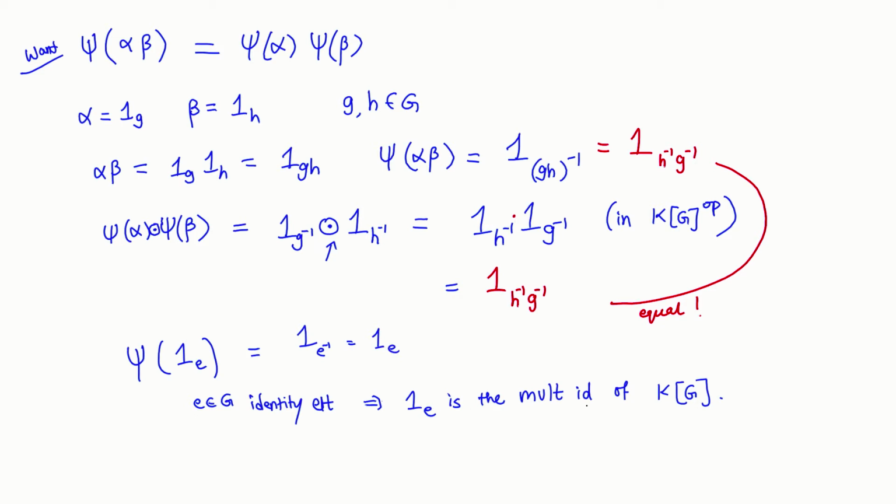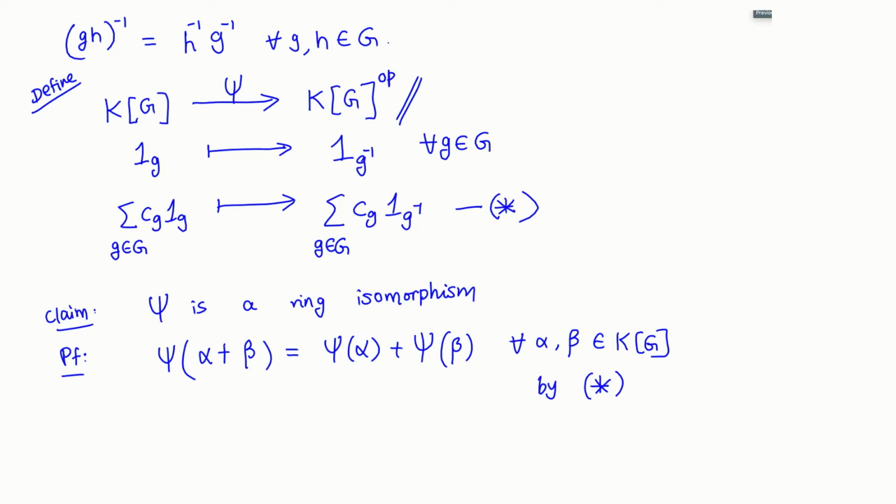Notice that 1_E is a multiplicative identity of kG as well as of kG op, because the identity is always a two-sided identity. Whether you multiply it on the left or the right, it doesn't matter, it serves the role of an identity. So I hope that's clear. What we have established is that this ring kG, if G is a finite group, the group ring, is actually isomorphic to its opposite.